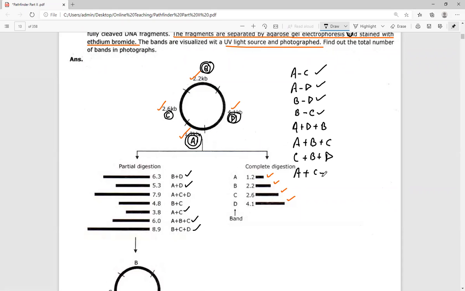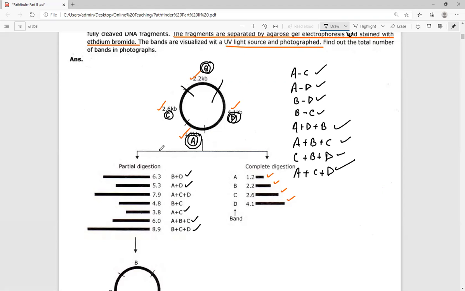A, C plus D. These are the combinations that are going to be produced in the case of partial digestion. A, C, and D are going to be joined together. Here the cleavage is going to take place. And A, D, B can take place if here and here the cleavage is going to take place.